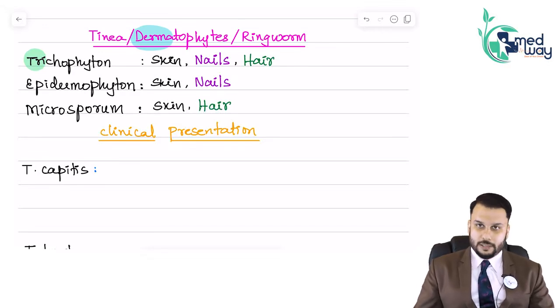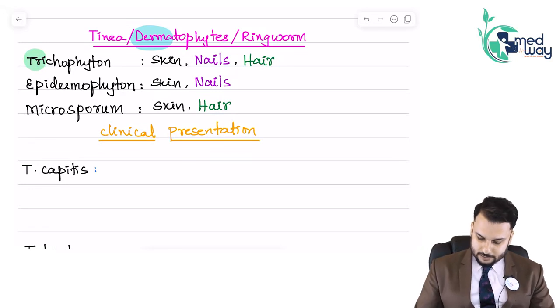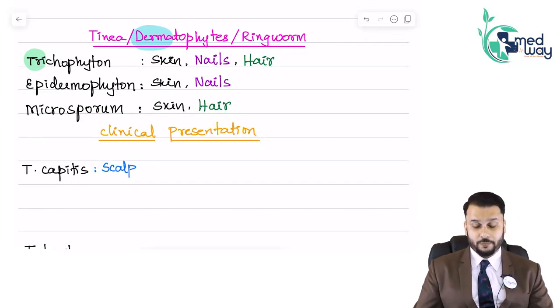All right. Now, based on their clinical presentations, these tinea infections have been given some names like Tinea capitis, Tinea barbae, etc. So guys, Tinea capitis is the one that is involving the scalp. So basically it involves our head, right? So this is your Tinea capitis.